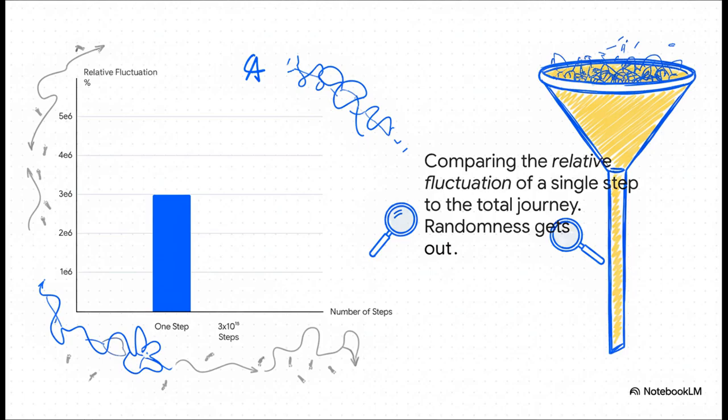It all comes down to relative fluctuation, how big the wobble is compared to the distance you've actually traveled. As you can see on the left, for a single step, the randomness is a staggering 3,000,000% of the average movement. It is pure chaos. But now look at the full journey on the right. The total wobble ends up being just 5.5% of the total distance. The sheer number of steps just completely drowns out the randomness.